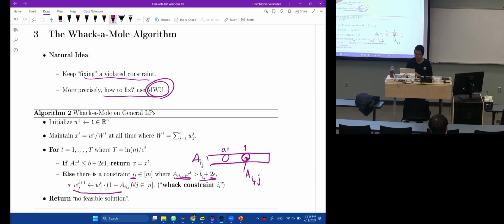So this is just how we fix the constraint. We whack that constraint.